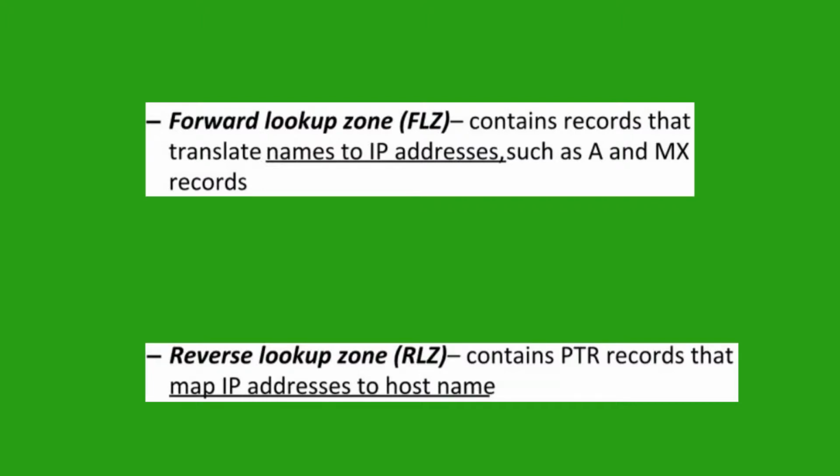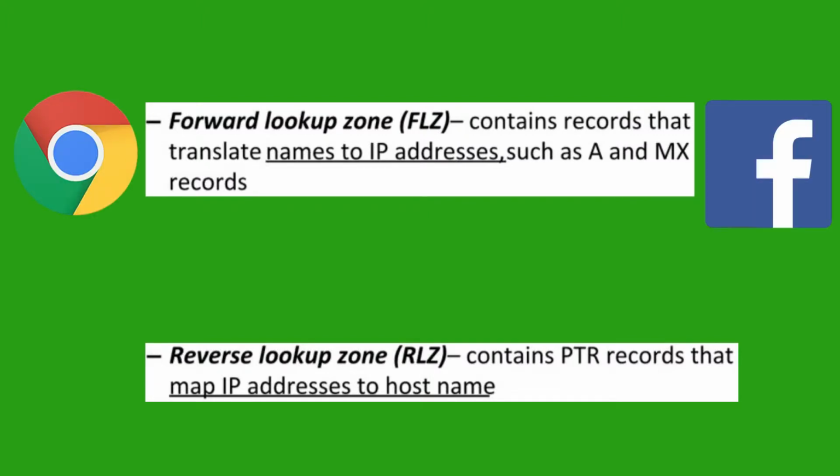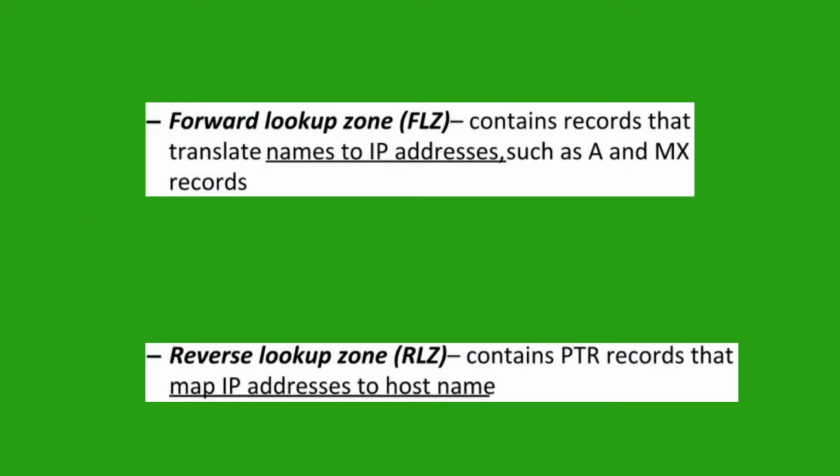So basically, a forward lookup zone contains records that translate names to IP addresses, such as A and AAAA records. These consist, of course, if you guys are looking up maybe a Google website or maybe trying to find Facebook.com. So instead of actually finding or typing in the IP address for Facebook, all you would do is translate the name. So you'd actually type in the name and it would automatically translate it to an IP address.